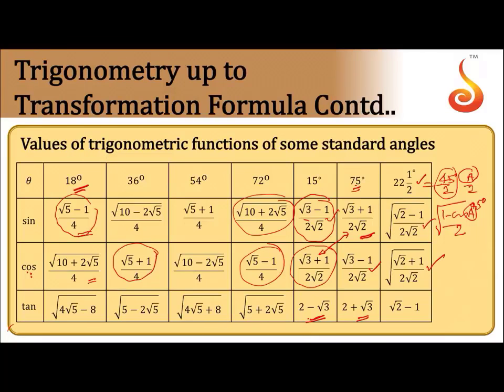And tan 22 and a half degrees is equal to sine 22 and a half by cos 22 and a half, nothing but root 2 minus 1. When you rationalize this one, root 2 minus 1 by 2 root 2 over root 2 plus 1 by 2 root 2, which is nothing but under root of root 2 minus 1 by root 2 plus 1. When you rationalize and simplify, you will be getting root 2 plus 1.